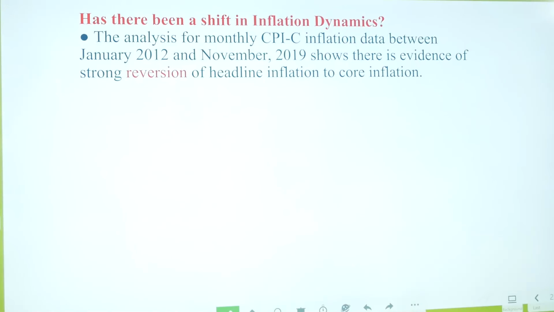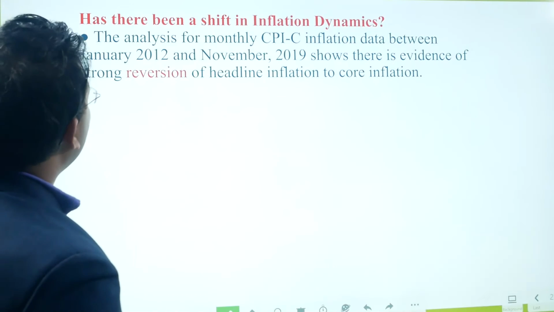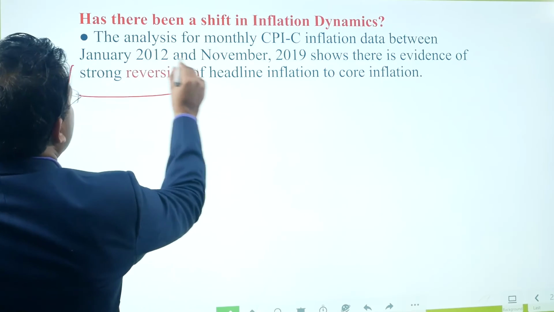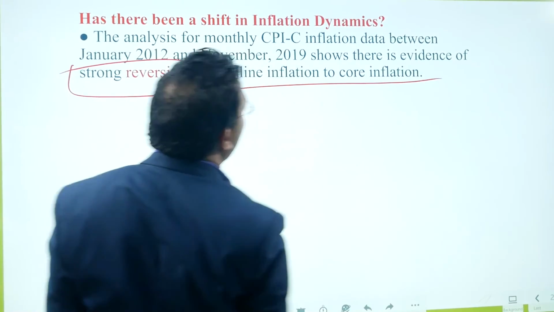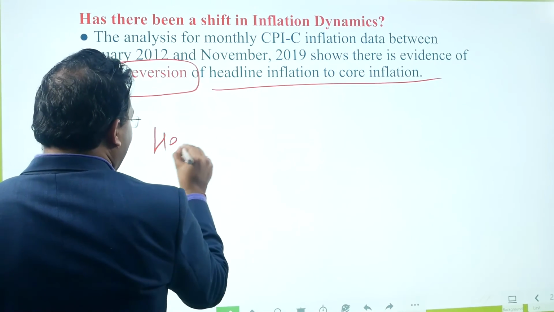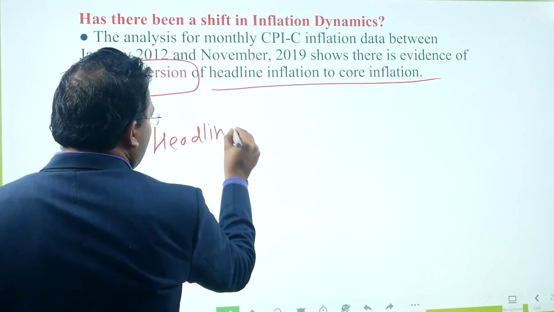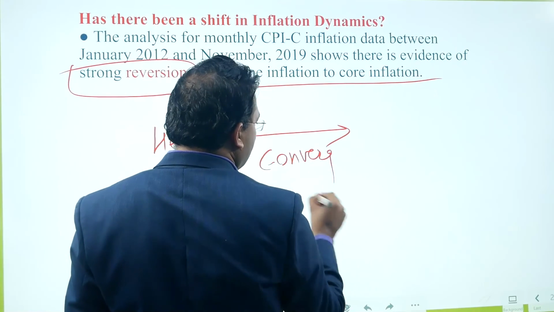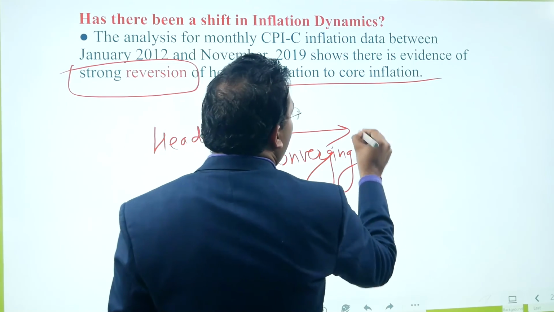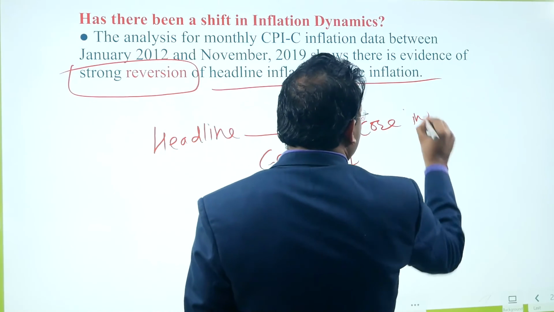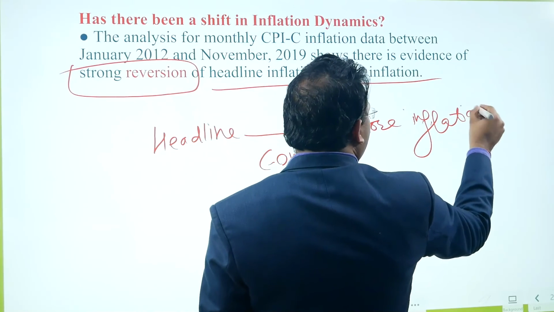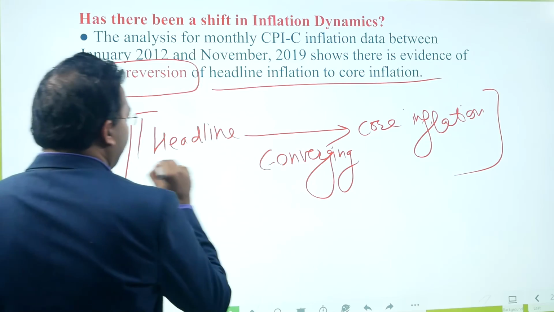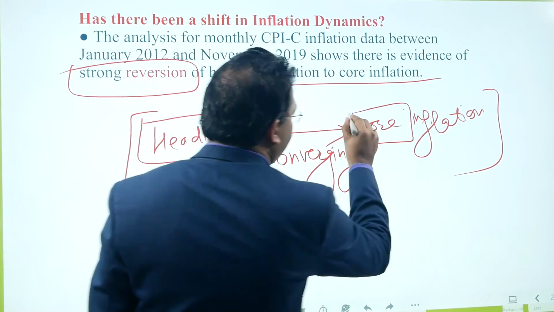Now, the analysis of monthly CPI-C inflation data between January 12 to November 19 shows that there is evidence of strong reversion of headline inflation to core inflation. That means the headline inflation is converging with the core inflation, right? Headline inflation is converging with the core inflation.